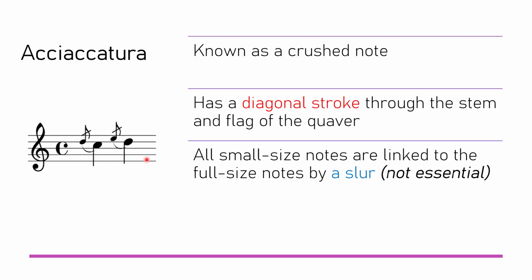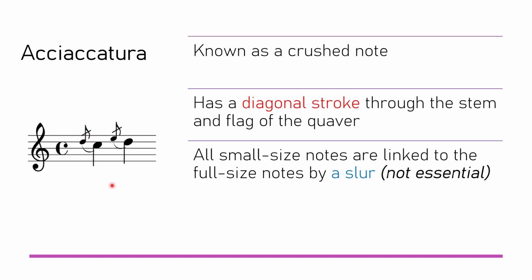One thing I want to mention, which affects all small-sized notes, whether acciaccatura or others, is that they are most times linked to the full-size notes they are embellishing by a slur. You can see this slur telling me that this small-sized note, this acciaccatura, is associated with this full-size note. Although it's not always compulsory, even if there are no slurs, as long as you see that this is the note that comes immediately before the full-size note, you're able to tell which full-size note is associated with the small-sized ornament.